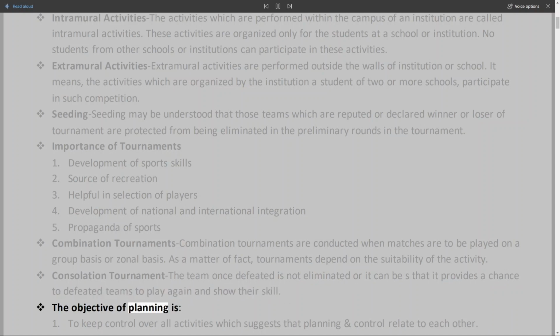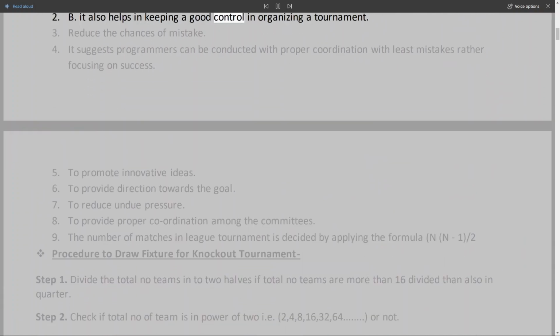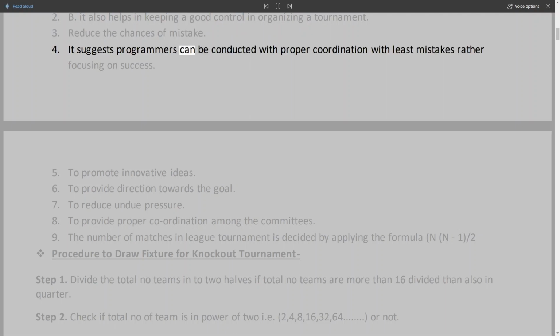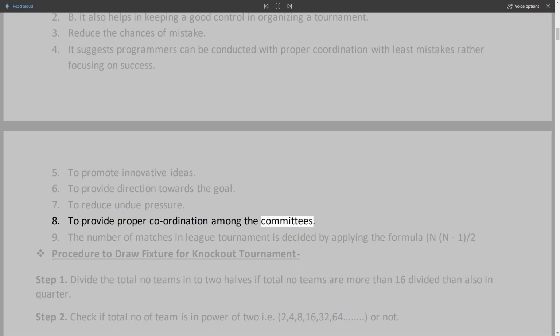The objectives of planning are: 1. To keep control over all activities, which suggests that planning and control relate to each other. 2. It also helps in keeping good control and organizing a tournament. 3. Reduce the chances of mistakes. 4. It suggests programmes can be conducted with proper coordination with the least mistakes, rather focusing on success. 5. To promote innovative ideas. 6. To provide direction towards the goal. 7. To reduce undue pressure. 8. To provide proper coordination among the committees.